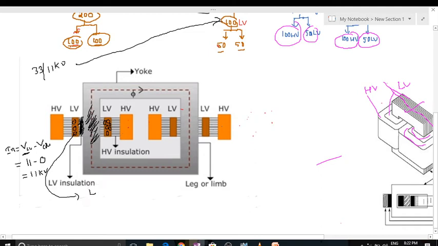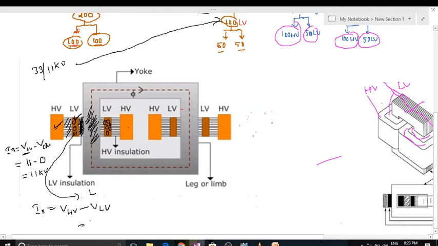After placing the LV winding, we should place insulation. After that we should place the HV winding. We use the same formula for the placement of this insulation. Insulation requirement is the difference between the voltage at the HV winding and the voltage at the LV winding. Such an amount of insulation we should place between LV and HV.